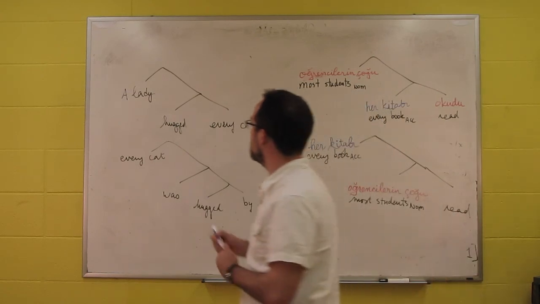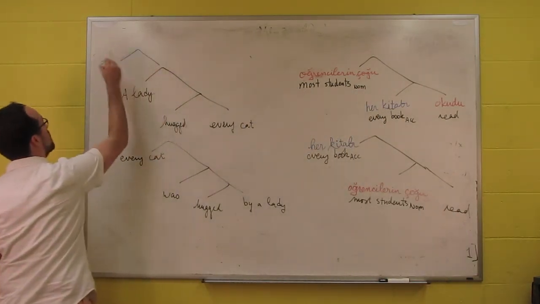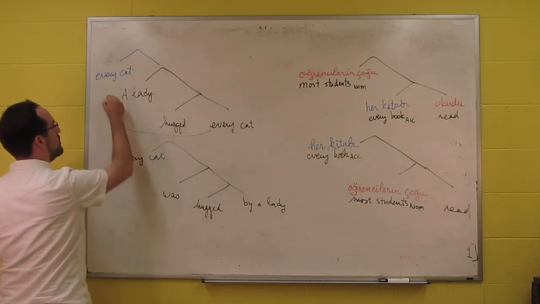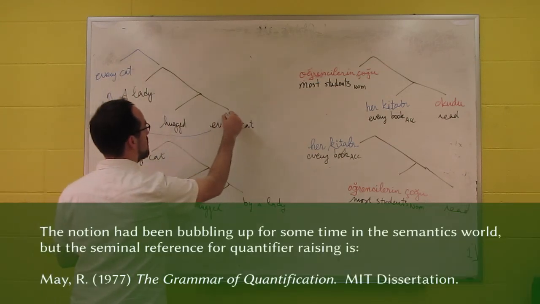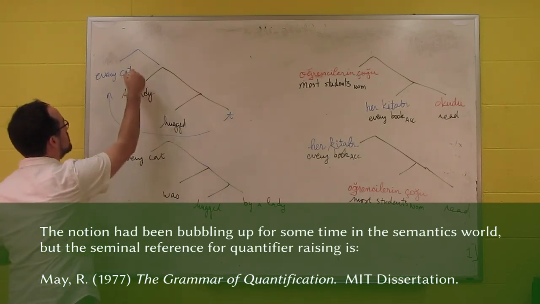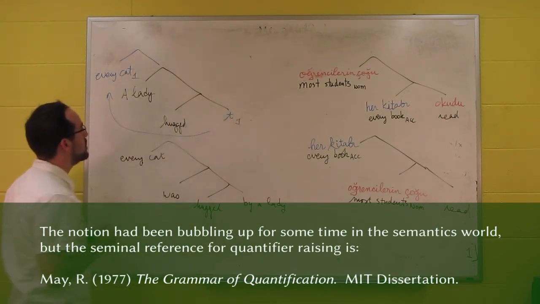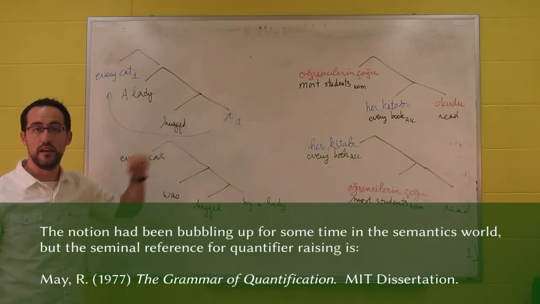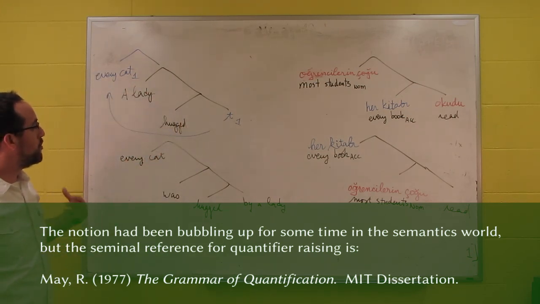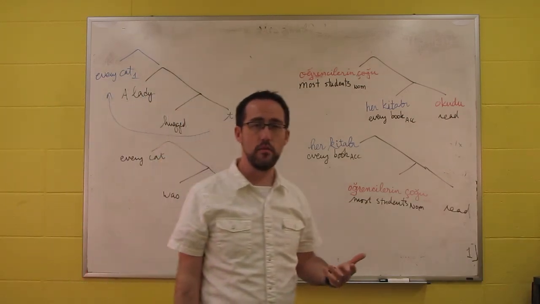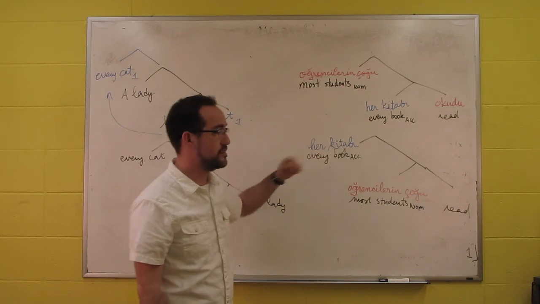Now, the only thing is that we don't have movement, right? We have every cat leaving a trace behind, and moving up here, well, that would give us the scope. That would say every cat is such that a lady hugged it. That works, but we don't have that. We don't have that movement like we have, let's say, in Turkish.